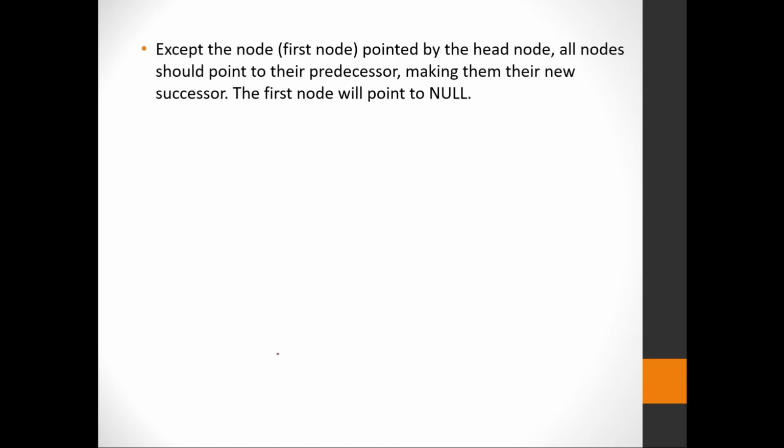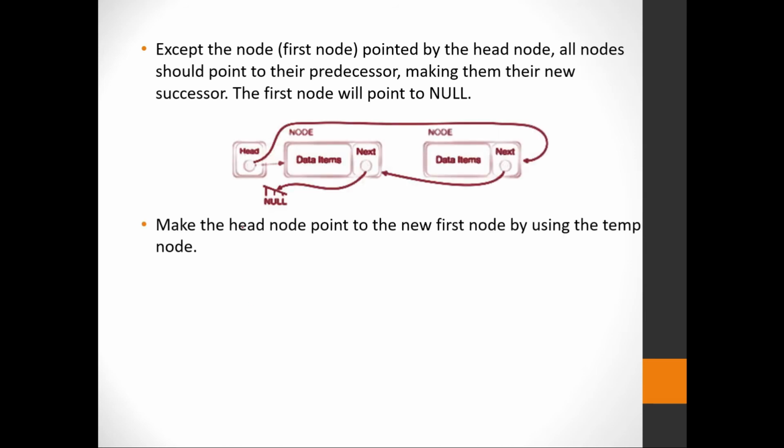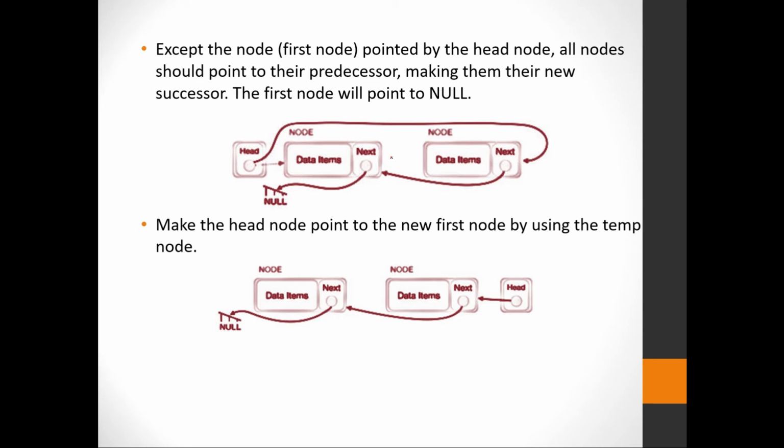Okay. So now you can see that except the node pointed by the head node, all nodes should be pointing towards the predecessor. So the first node, now what does it do? It is pointing to null as we have seen earlier. Okay, so this is how my structure looks at last when I am trying to reverse a list.